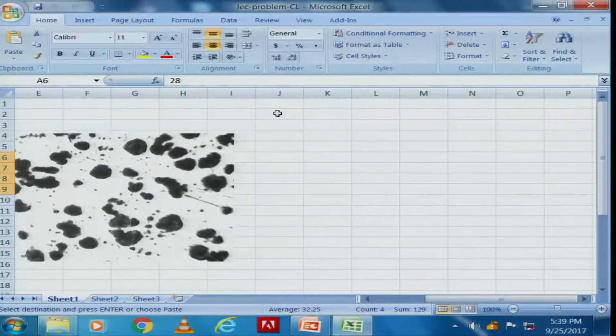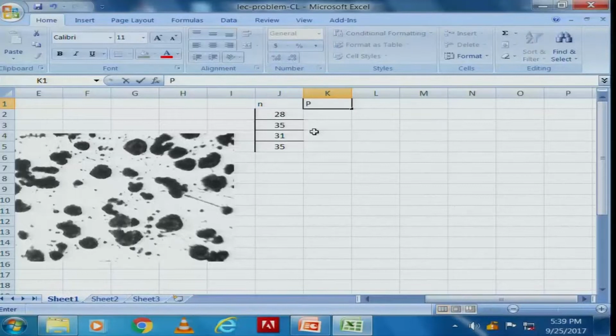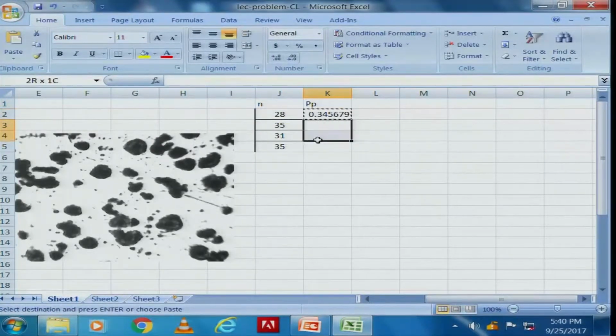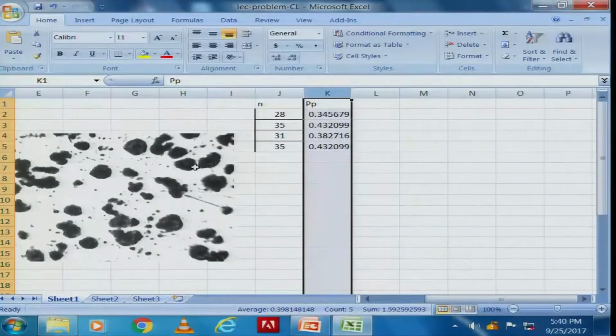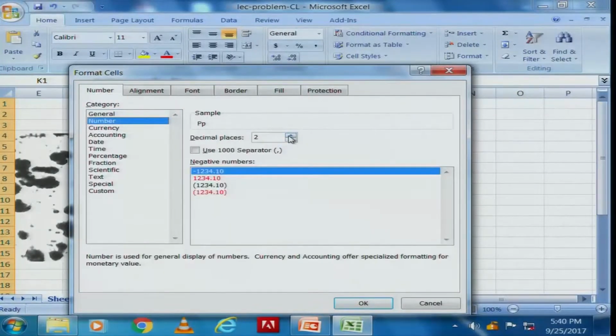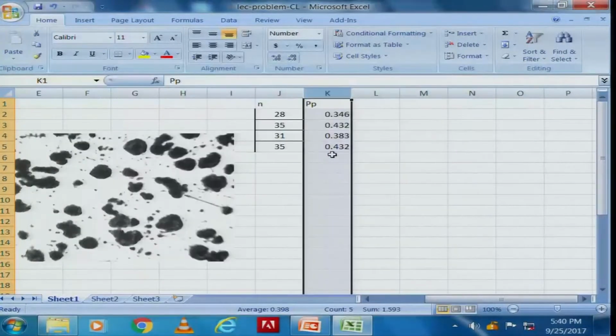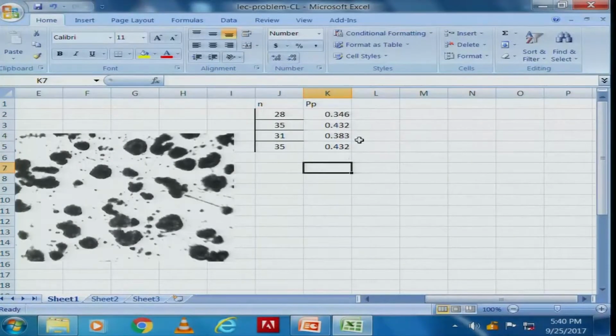and take it here. Let me put these values here. So, this is small n. Out of that, get point fraction, which is simply 28, and remember there are 81 grid points. So, J2 divided by 81, that gives me a point fraction from here, and then just copy this formula, and let me just put everything down to 3 decimal places. So, I get a set of values which are the same as what I had done on the board.